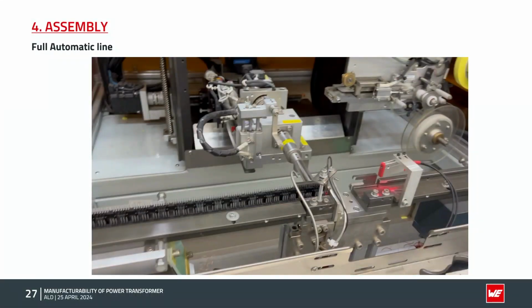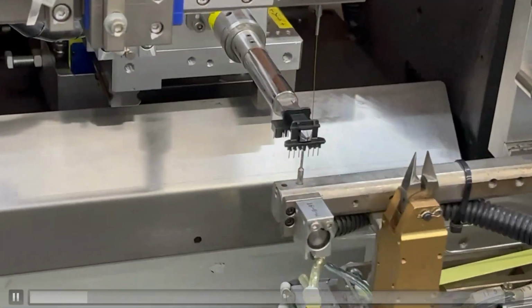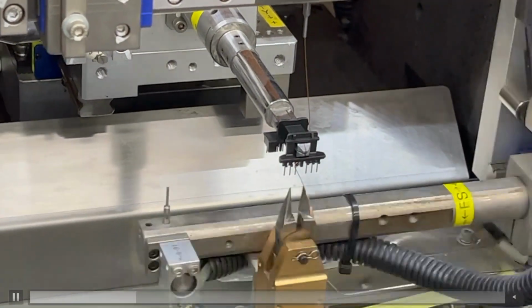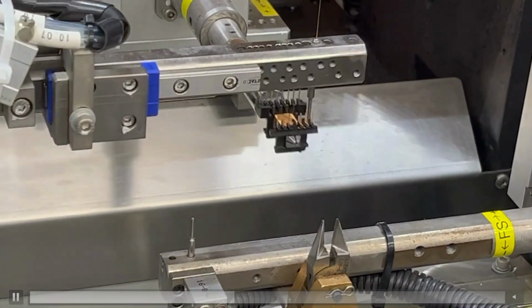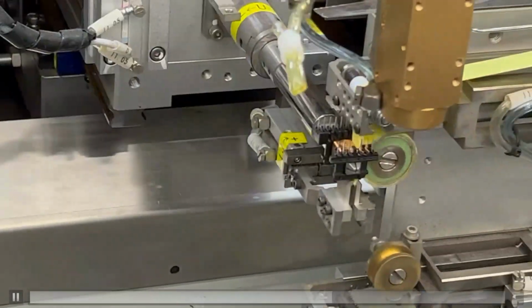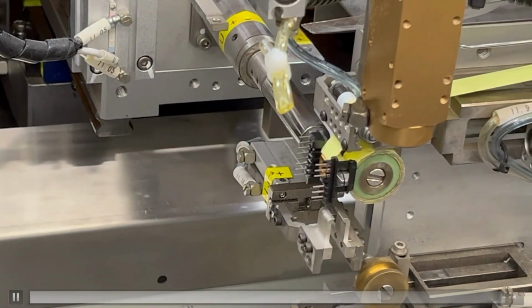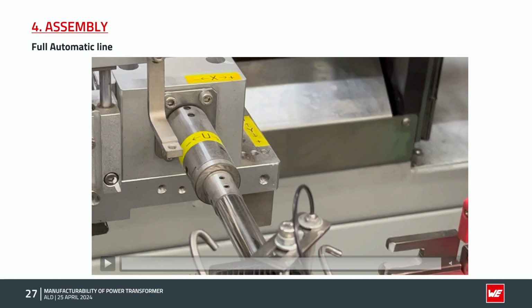I will show you another video of a fully automated line. In the detail, we can see how the machine automatically starts the winding from one pin, performs the winding, and then terminates on another pin. The second step is the auto application of the wrapper tape. Then the tape is cut, and the part is moved to a conveyor belt ready for the next step.